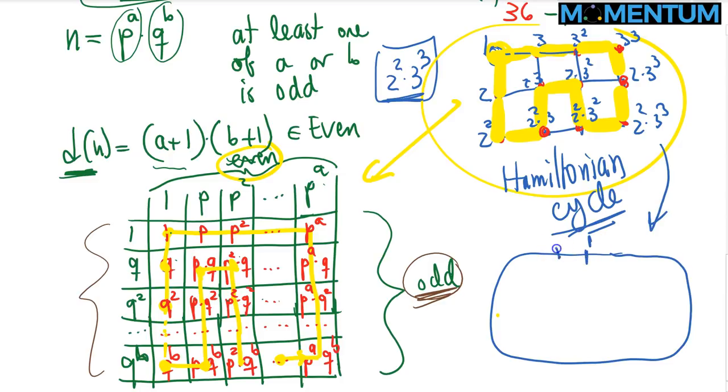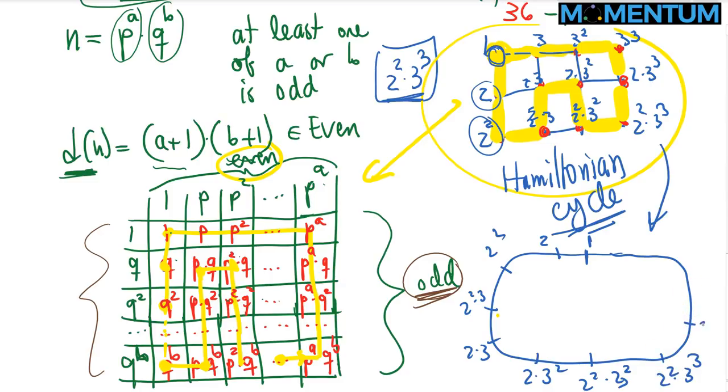So 1, and all I do is follow this Hamiltonian path, 2 squared, 2 squared times 3, and so on. So 2 times 3, 2 times 3 squared, 2 squared times 3 squared, 2 squared times 3 cubed, and so on. 2 times 3 cubed, 3 cubed, 3 squared, 3, and 1. Yep, we were able to put all the divisors along this circle. Okay, so are we done?